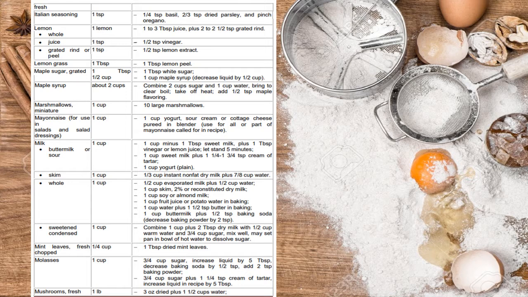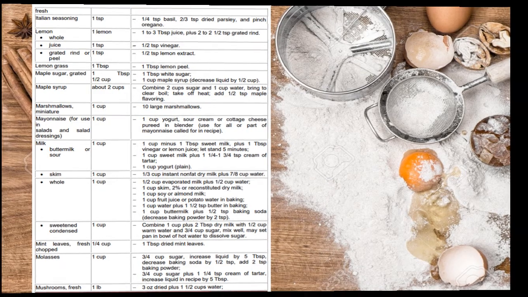Mint leaves, fresh chopped, 1/4 cup: 1 tablespoon dried mint leaves. Molasses, 1 cup: 3/4 cup sugar, increasing liquid by 5 tablespoons, and decreasing baking soda by 1/2 tablespoon and baking powder by 2 tablespoons. Or 3/4 cup sugar plus 1 and 1/4 tablespoons cream of tartar, increasing liquid in the recipe by 5 tablespoons. Mushrooms, fresh, 1 pound: equivalent to 3 ounces dried plus 1 and 1/2 cups water.